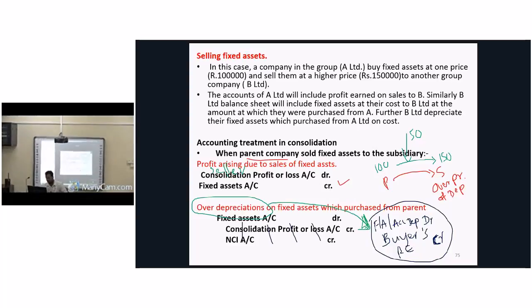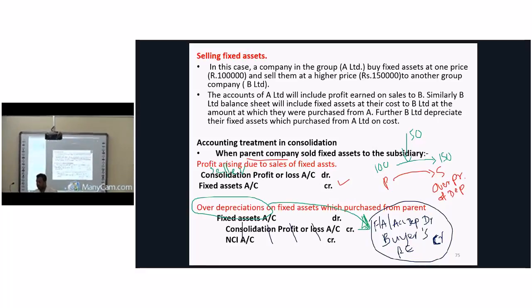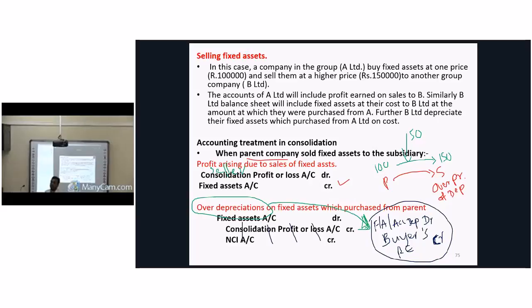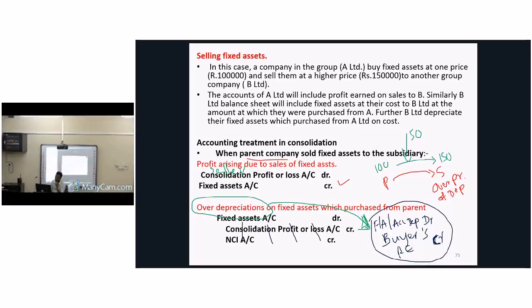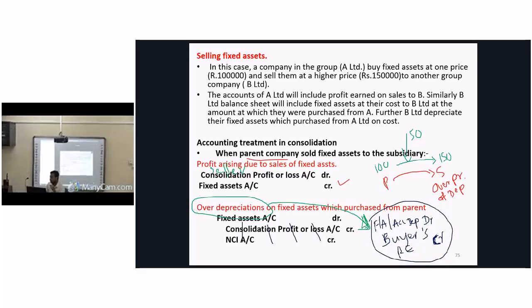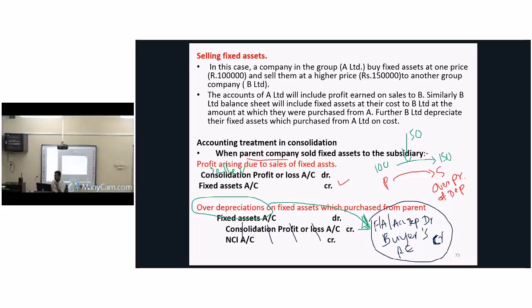As a result of this over-calculation or artificially added profit on the property, plant and equipment, your depreciation will be overcasted. Therefore, what do we have to do? The overcasted depreciation value should be decreased. Therefore, fixed asset account, or you can say accumulated depreciation account debit, and buyer's retained earnings should be credited. Buyer means the other party.